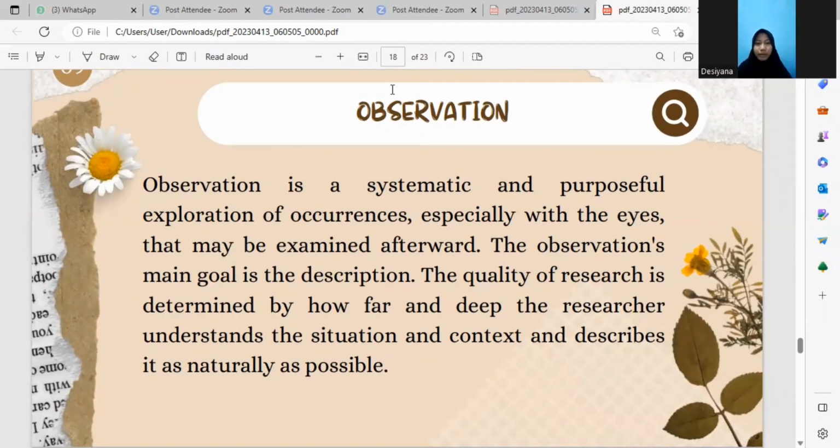Okay, observation. Observation is a systematic and purposeful exploration of occurrences, especially with the eyes, that may be examined afterward. The observation's main goal is description. The quality of research is determined by how far and deep the researcher understands the situation and context and describes it as naturally as possible.